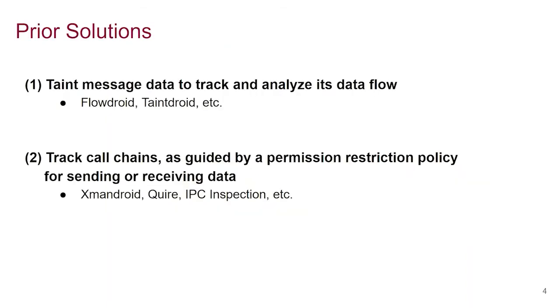There are several prior studies on how to eliminate these attacks, which can be categorized into two types. First, taint message data to track and analyze its data flow. FlowDroid and TaintDroid can be used to do that. Second, we can track call chains of the source and destination apps.